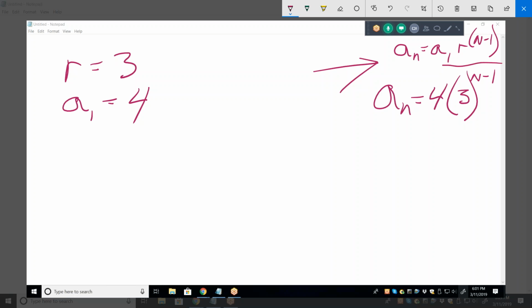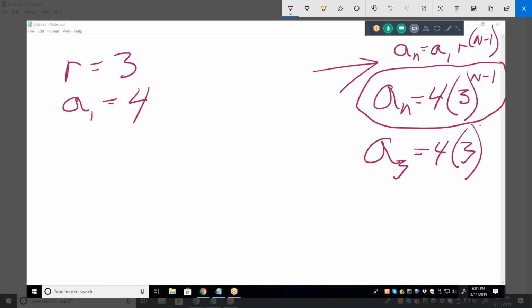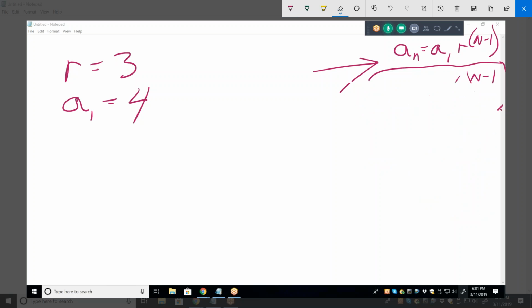Notice the only thing missing is an n. So I can tell you what the second term would be, I can tell you what the 200th term would be. In other words, a sub 3 would be 4 times 3 to the 3 minus 1. That's just a number. That's 36. So a sub 3 would be 36.